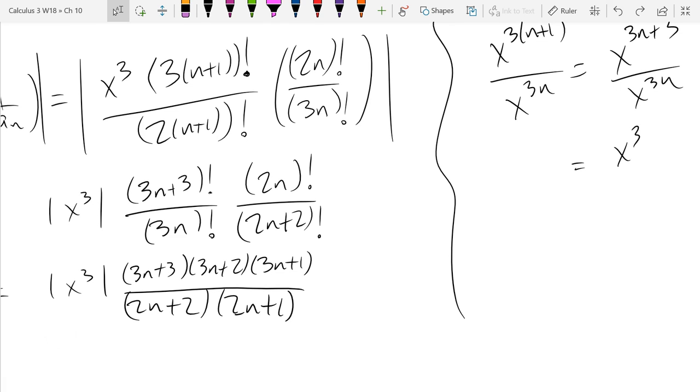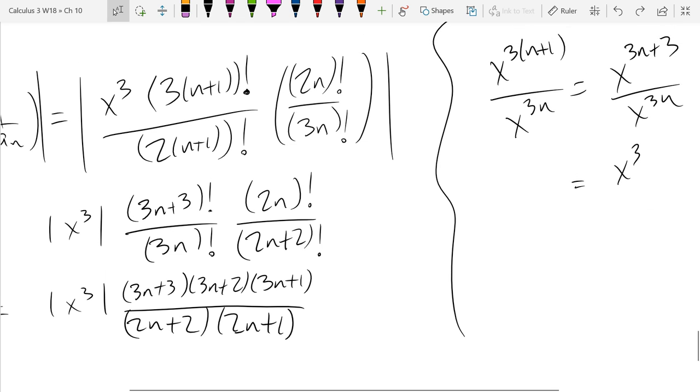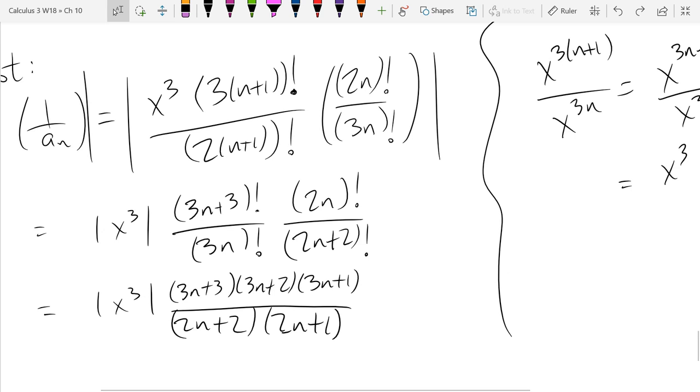All right, any questions on that algebra? Any of this algebra on the board here. So this is not rho yet. We're going to take a limit, and that's going to be rho.